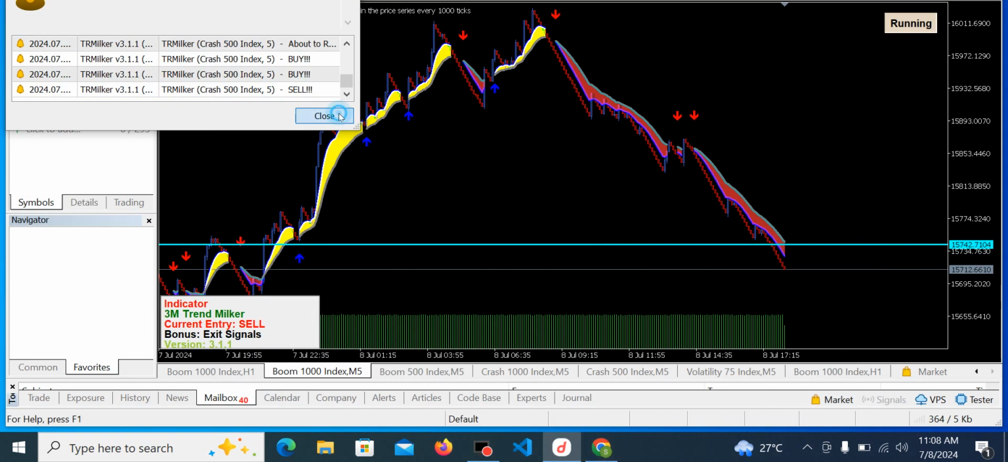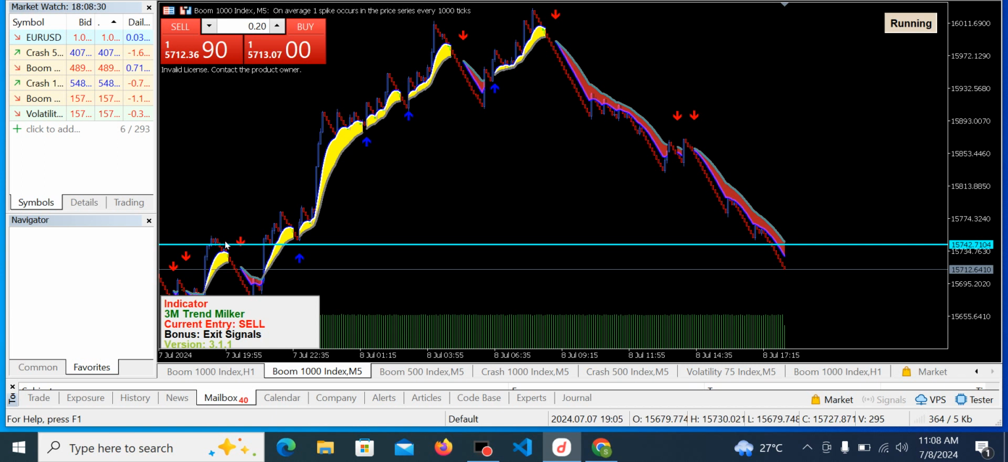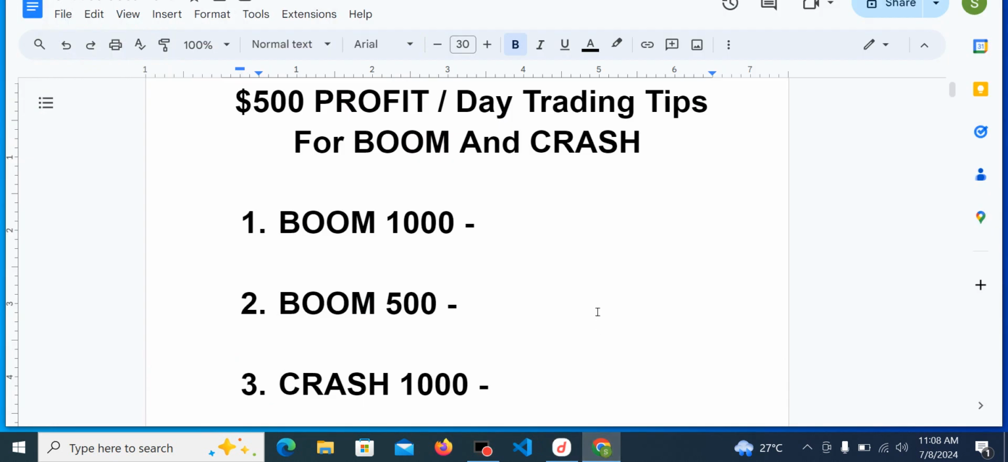Okay, so this is boom 1000. It was on uptrend before. You can see the yellow flag, and of course it went up till it got to this region. Right from this resistance it started a downtrend also, and it has been selling since then. You can see the red flag and the red arrows, and this is still giving us more of a selling opportunity than a buying opportunity. Let's check out boom 500 right away.